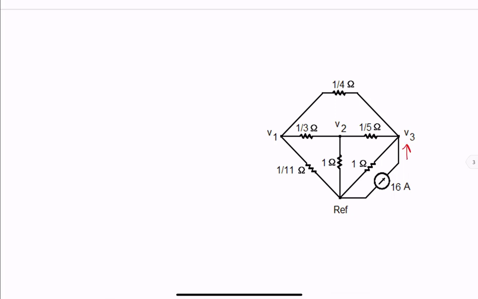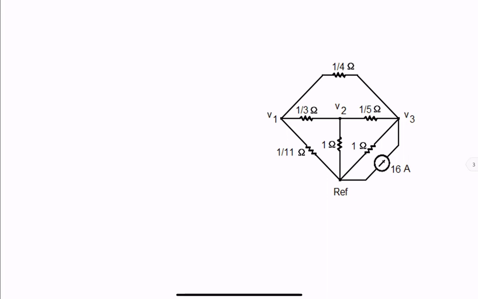16 amps is coming to the node. How is it splitting? Where are these currents going? That is just a waste of time. Do it by simply applying Kirchhoff's current law as summation of currents leaving non-reference nodes equal to 0.